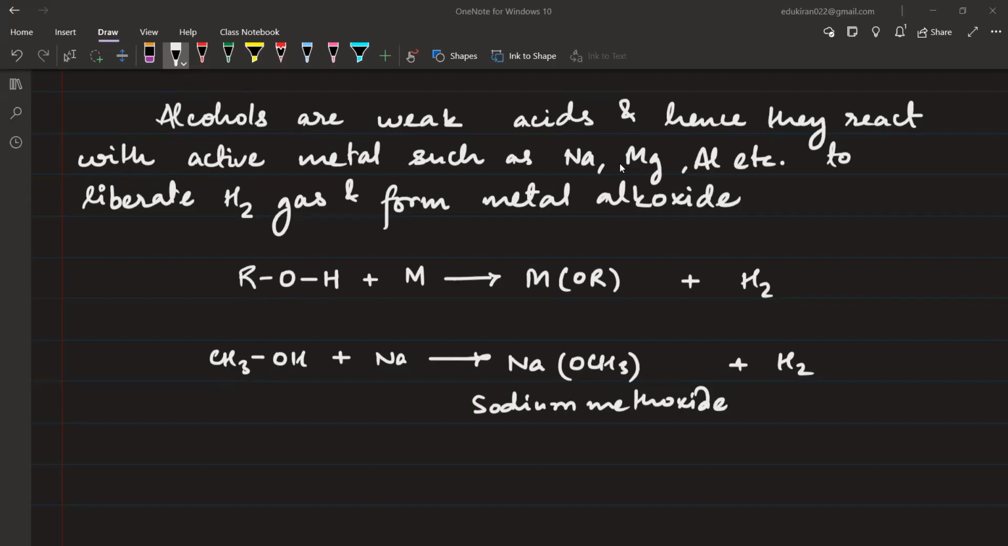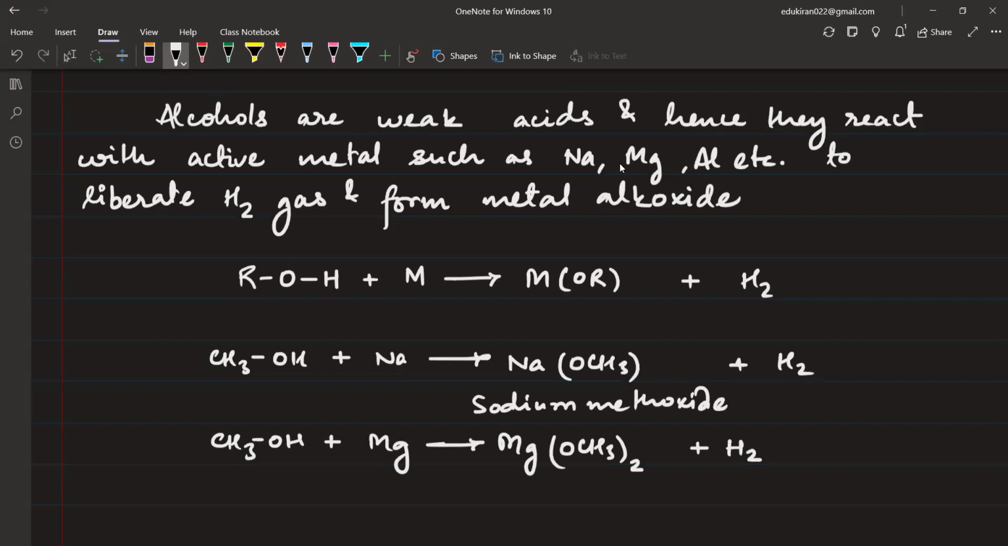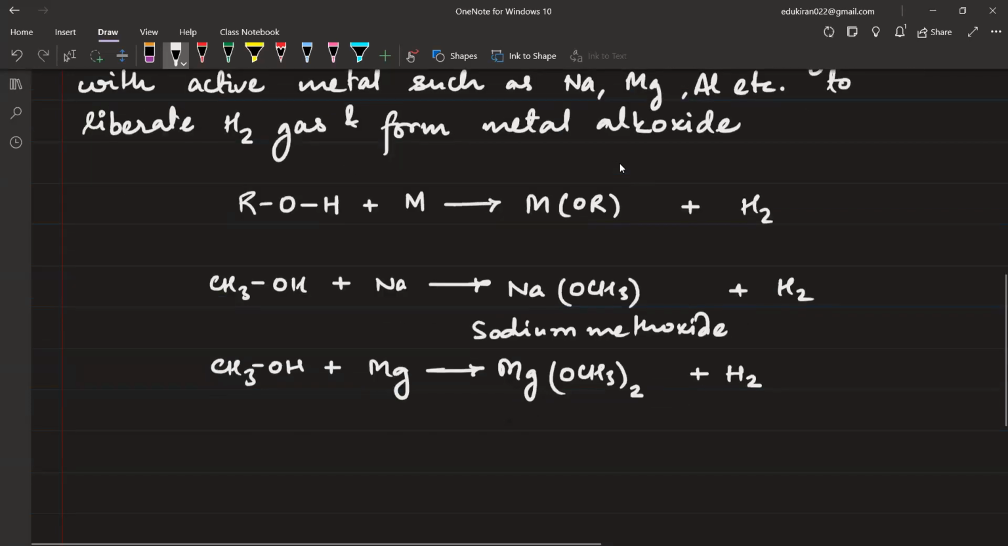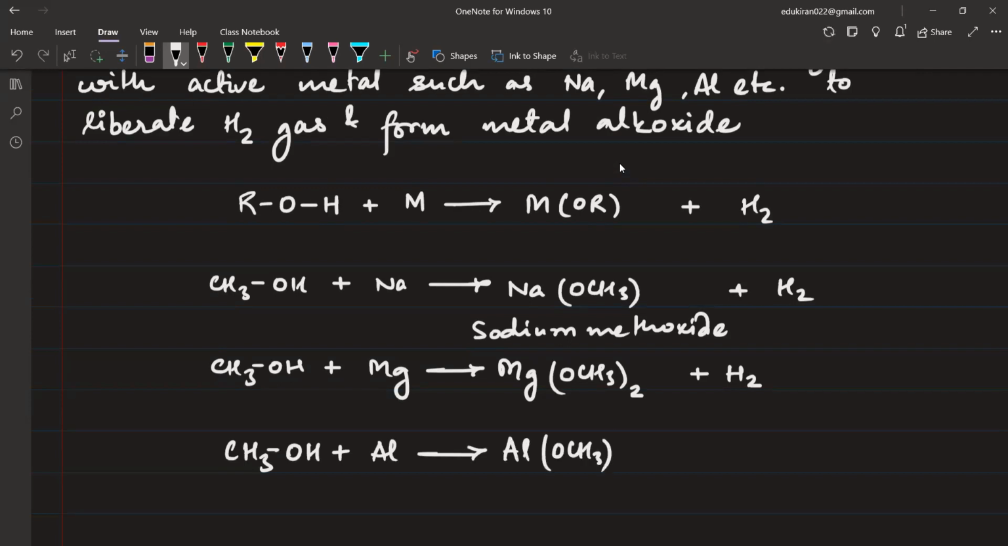But let us suppose if I have CH3OH, the same methanol plus magnesium, then the valency of magnesium is 2. That is why it would need 2 methoxide: OCH3 whole twice plus H2. After this, CH3OH, if you have aluminium, whose valency is 3, then you will have OCH3 whole thrice, and hydrogen will be liberated as before.